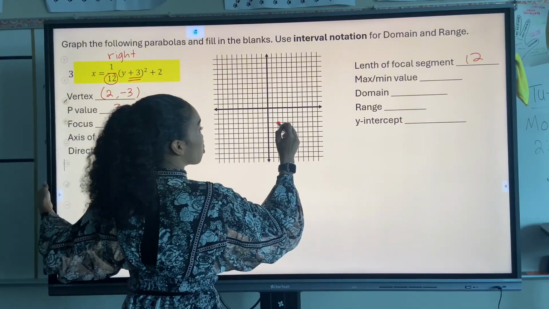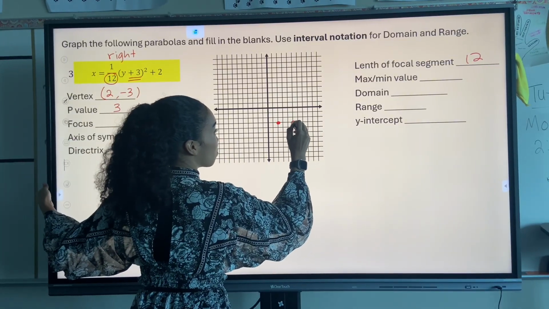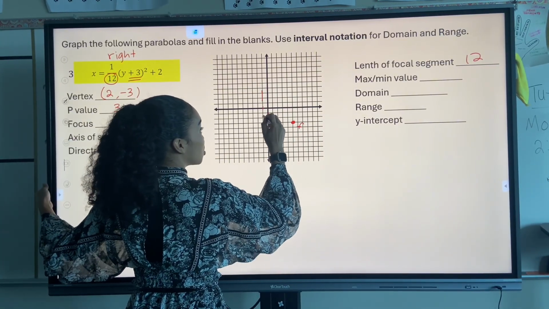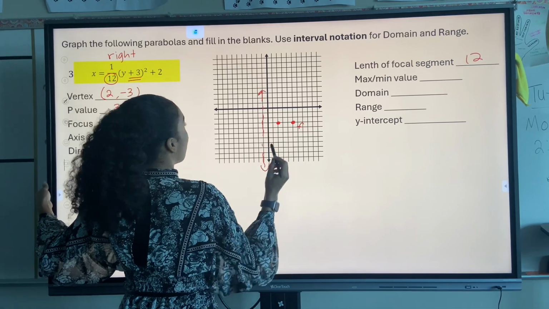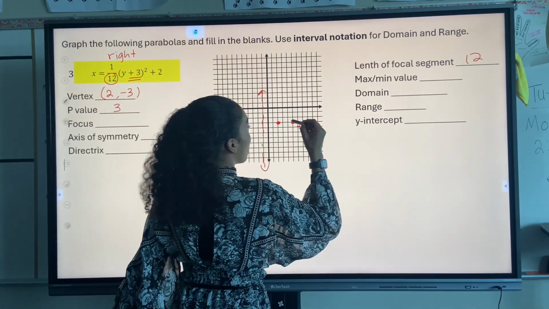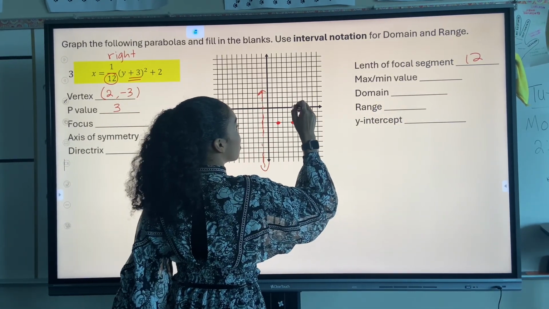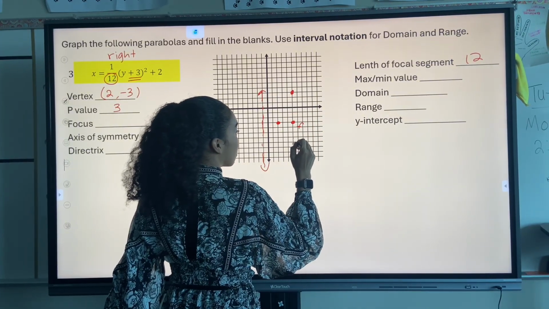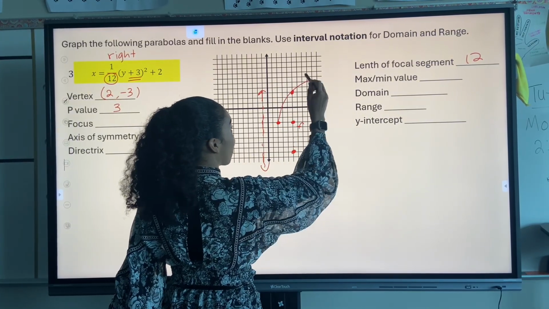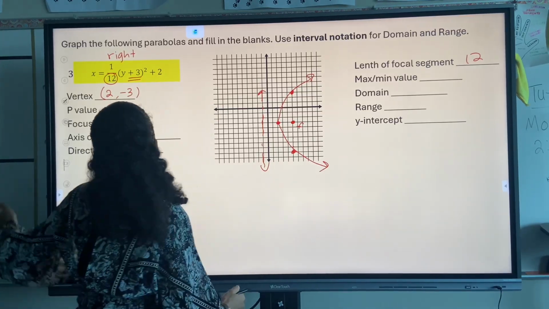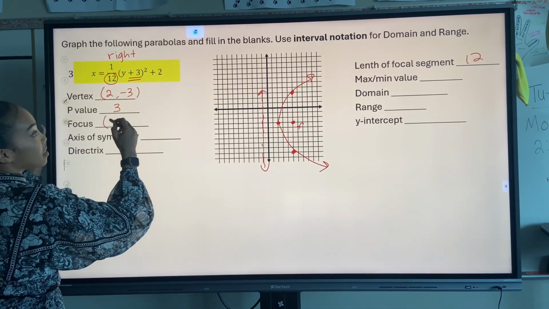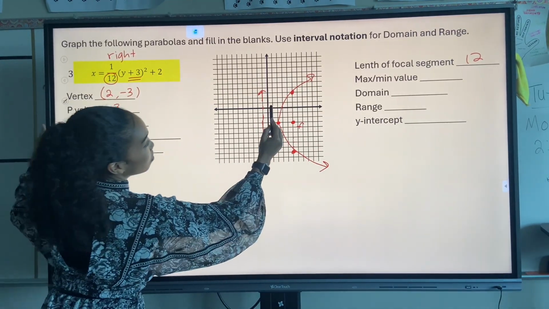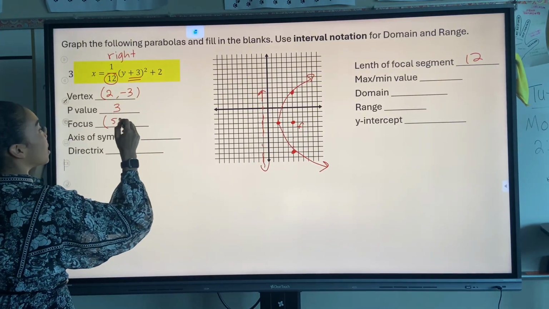Your p-value is 3, so you're going to go right 3 to make the focus and left 3 to do the directrix. And your focal segment is 12, so go up 6, 1, 2, 3, 4, 5, 6 from the focus, and down 6. That's how wide your graph should look. So your focus is at 1, 2, 3, 4, 5, negative 3, thank you.